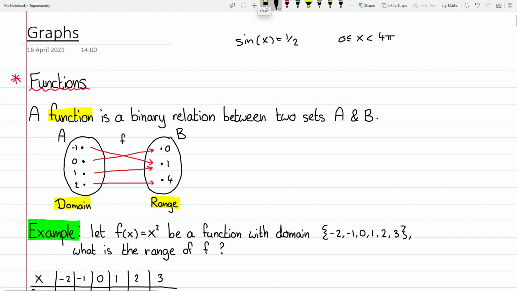And the way we're going to do this is, once we understand the graph, we'll be able to apply the inverse trig function and then use the graph and the symmetries to look at other points. But I digress, we'll get to that.